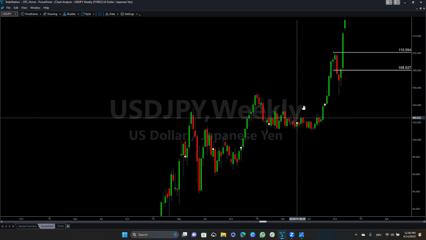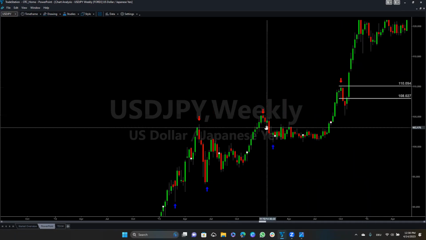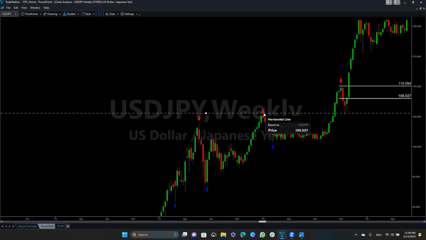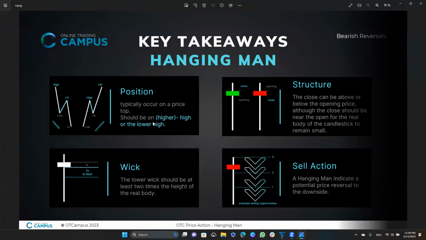We are looking here. It is a weekly chart, the US dollar, Japanese yen. And if we make our analysis, we will get something like this. We are definitely in the higher high area. Check the last pivot here. We are definitely in the higher high area and also in an uptrend. That's nice. It should be on the higher high area.